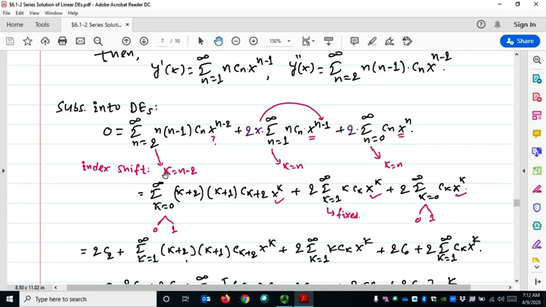Put k equals n minus 2. Here put k equals n. Put k equals n. I'm just taking all the indices as k. Okay, so now k goes from 0. n minus 2 is 0. This n is k plus 2, k plus 1, c sub k plus 2, now x to the power k.